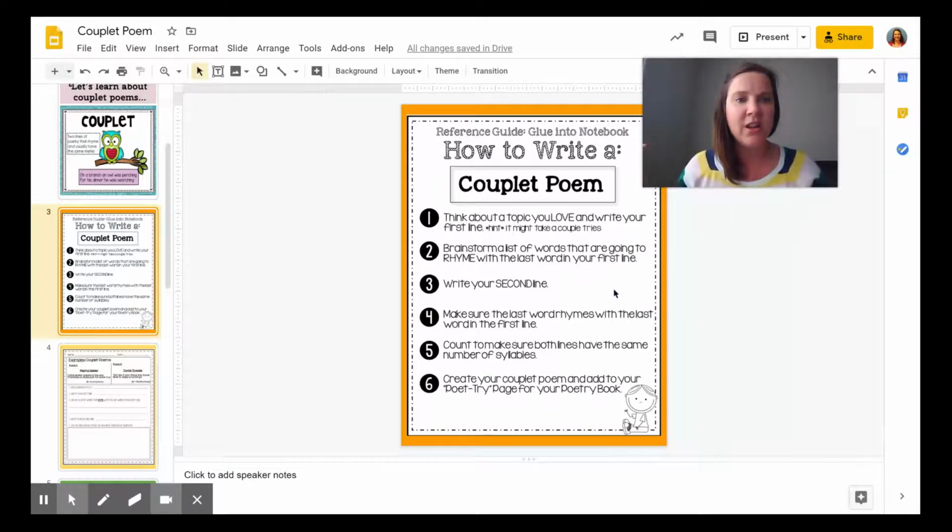So any word that you want to rhyme with, write it down. So if you think of dog, hog, log, bog, sog, I don't know, it may not even be a real word. Write it down. You never know. Number 3, write your second line. Number 4, make sure that the last word rhymes with the last word in the first line. And then number 5, count to make sure both lines have the same number of syllables. Get those clapping hands ready. Number 6, create your couplet poem and add it to your poetry page for your poetry book. That means add it to your slide when you're all done.